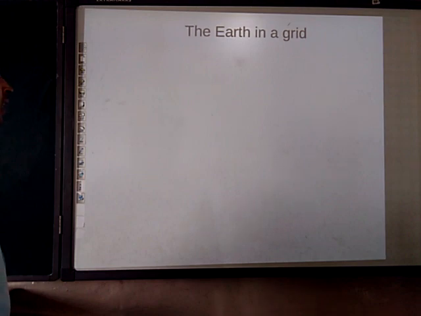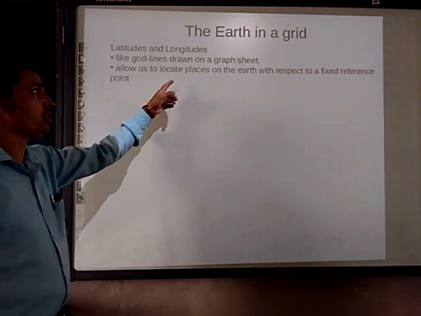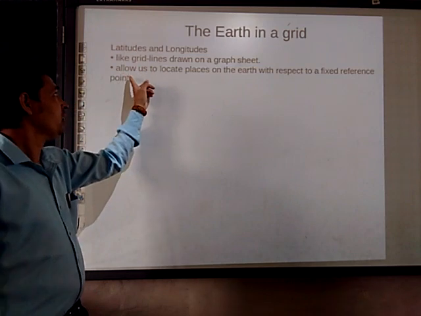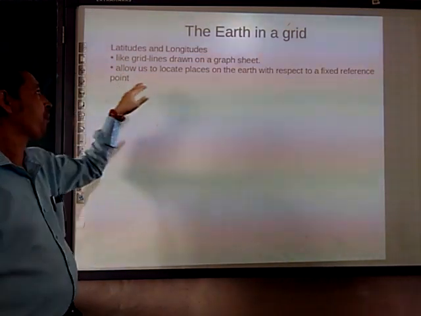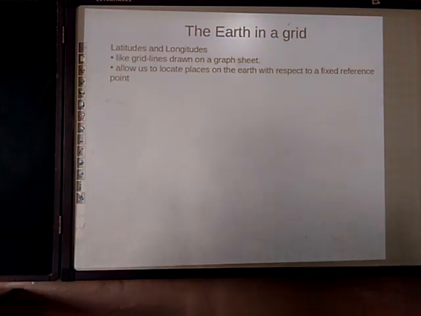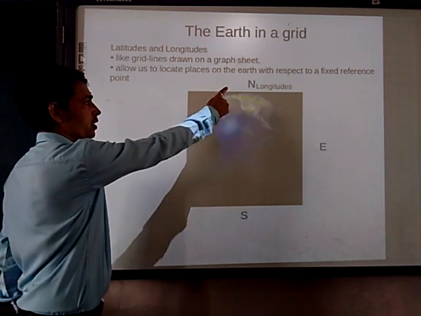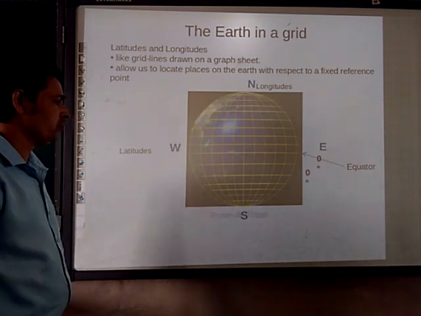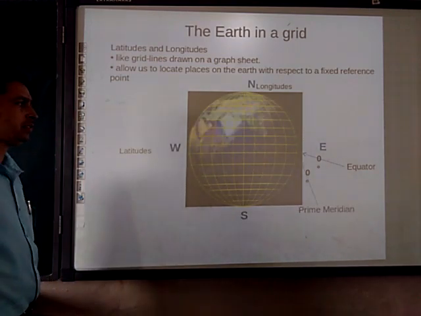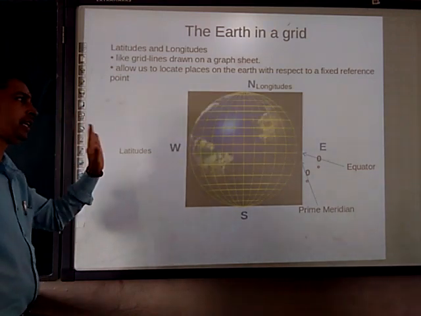Next, the earth in a grid. So here the latitudes and longitudes are like grid lines drawn on a graph sheet, right? And they allow us to locate a place on the earth with respect to a fixed reference point. Next, then we are having longitudes and latitudes, equator, prime meridian, right? Like that. Please observe properly once again.